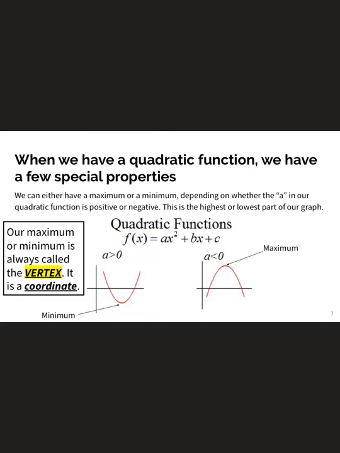So when we have a quadratic function, we have a few special properties, right? As we talked about before, we have a vertex, right? And when we have a vertex, that means we have either a maximum or minimum, depending on whether the a in our quadratic function is positive or negative. We just want to remind ourselves that for quadratic functions or expressions, our standard form is ax squared plus bx plus c, where a is the coefficient for your x squared term, right? And if that coefficient is greater than 0, then you're going to have a minimum and your U is going to be facing upward.